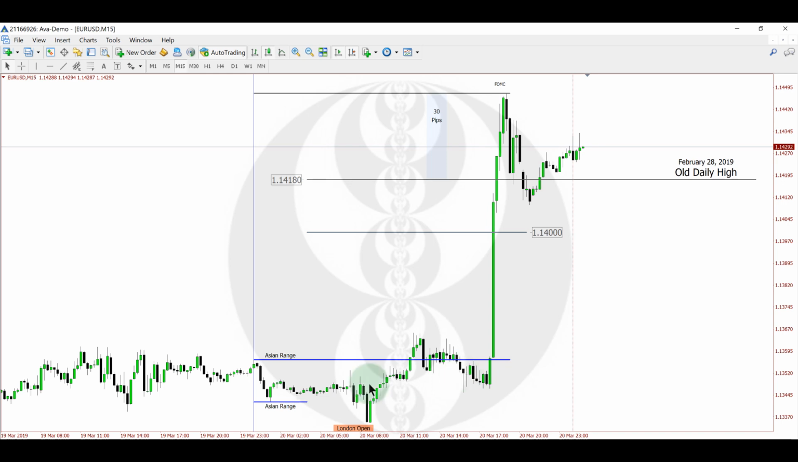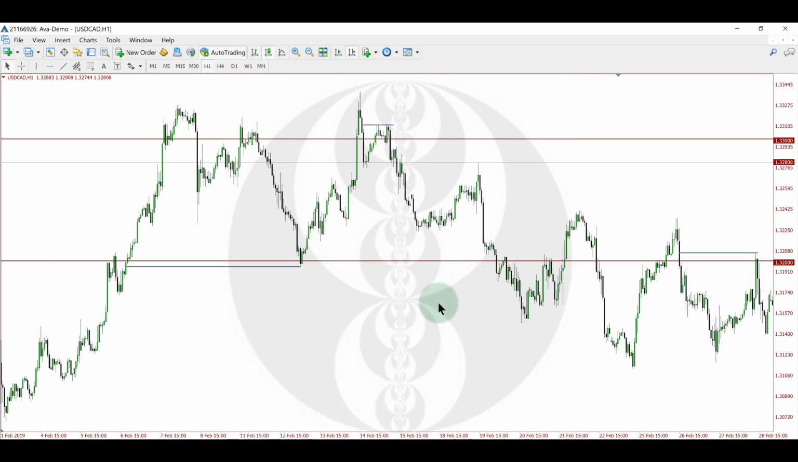Okay, so let's go over to Canadian dollar, and I want to talk a little bit about big figures. Okay, this is something you can study and practice, and again, this will help you with, number one, market structure, it'll help you with entries, it'll help you with trade selection, it'll also teach you fair value.